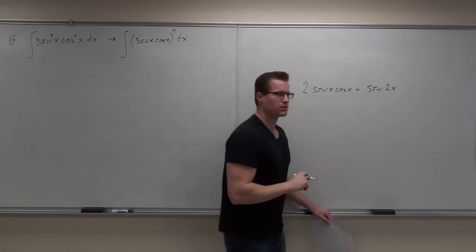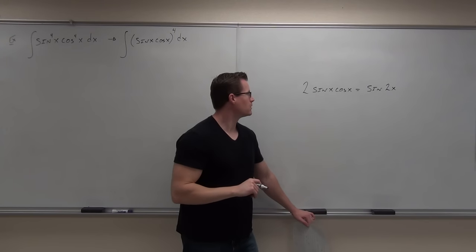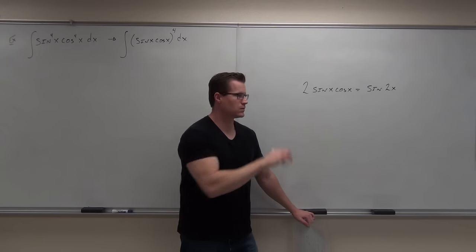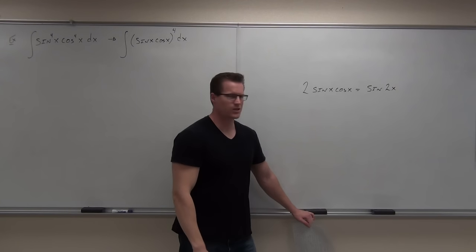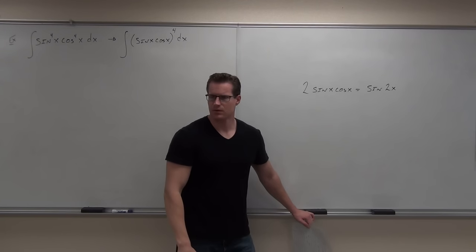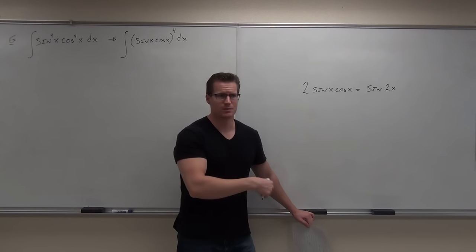Sine x, cosine 2x, too? That's the right one. Do you guys know that one? Double angle? No. Okay. Well, check it out. We can manipulate identities all the time. If we know they're true, we can manipulate them.